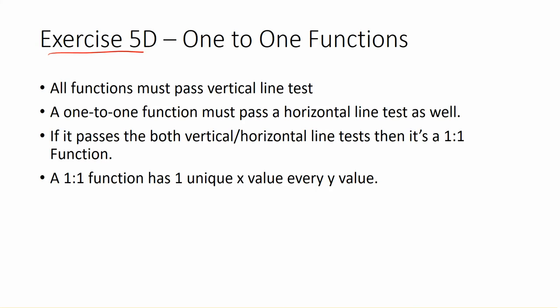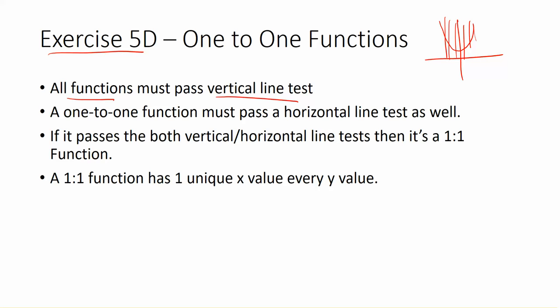So we learned in exercise 5B or 5C that all functions must pass the vertical line test. So if I had a graph that looks like this, we know that it passes the vertical line test because no matter where I draw the vertical line, it only crosses the graph once. So that tells me that for every x value, there's one unique y value.